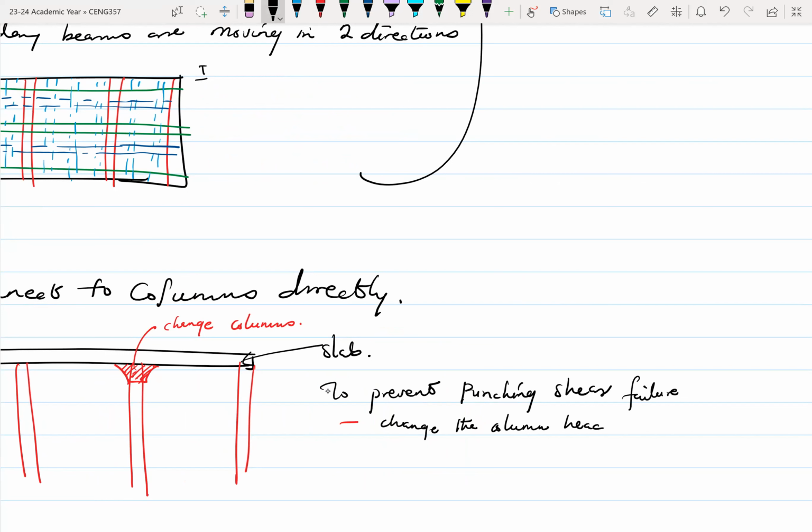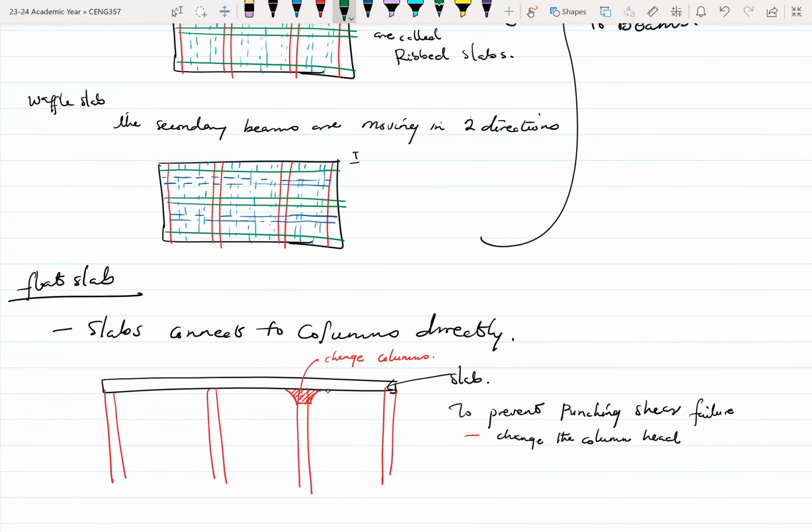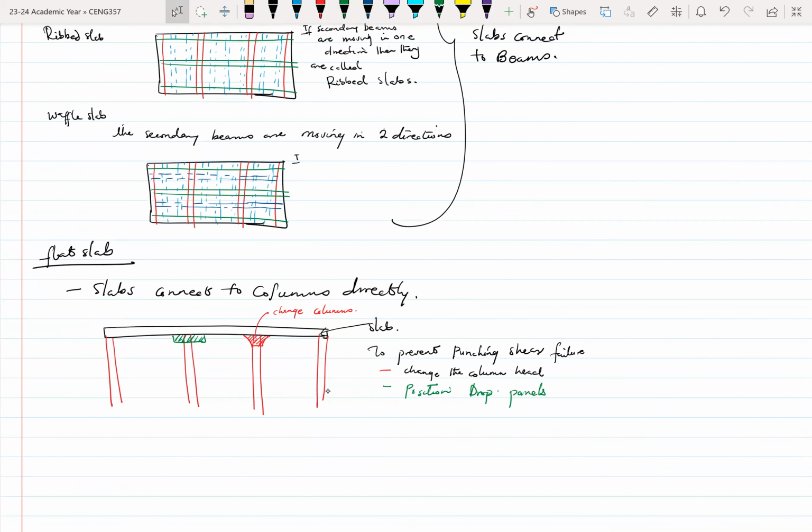So normally the goal is to increase the surface area of the column so that it will reduce the pressure, right? Or we can use what we call drop panels. So we create a small panel, and the column will connect to the drop panels, right? All right. So these are some of the things that we do.